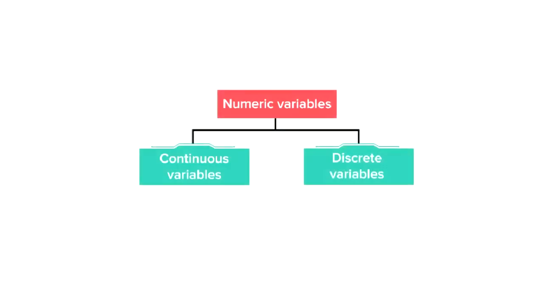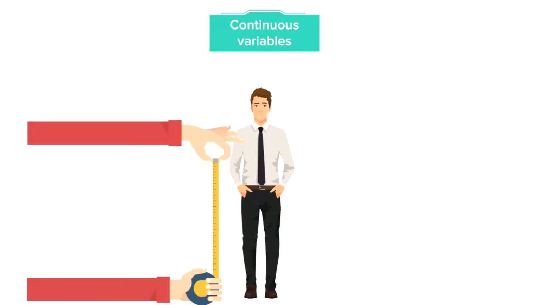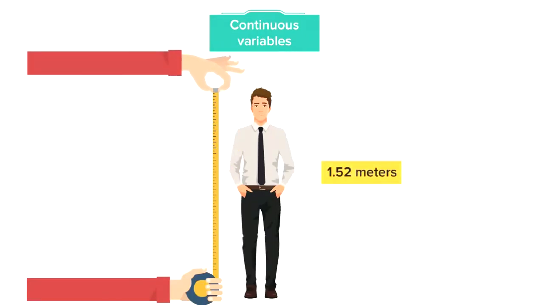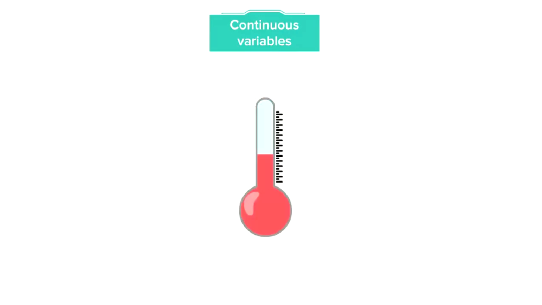The numeric variables can be subdivided into two categories of continuous and discrete. Continuous variables are those numeric variables which can take any value between a set of real numbers, that is integers, fractions, decimals and so on. Their values will remain in that finite interval. For example, the height of a person is say 1.52 meters. The age of a person is 23 years or 25.5 years. The temperature is 36.9 degrees. The time and so on are all continuous variables.